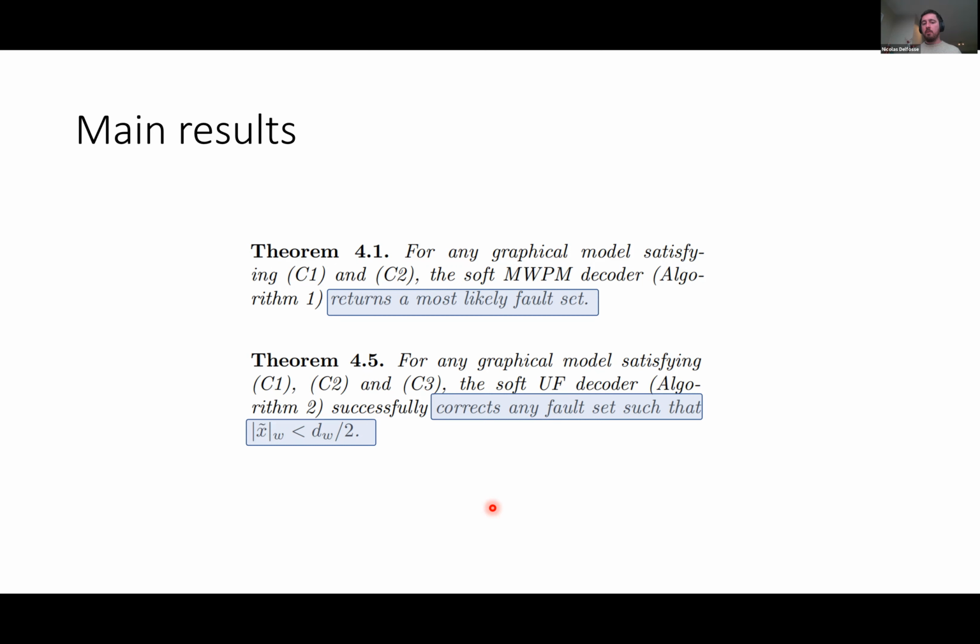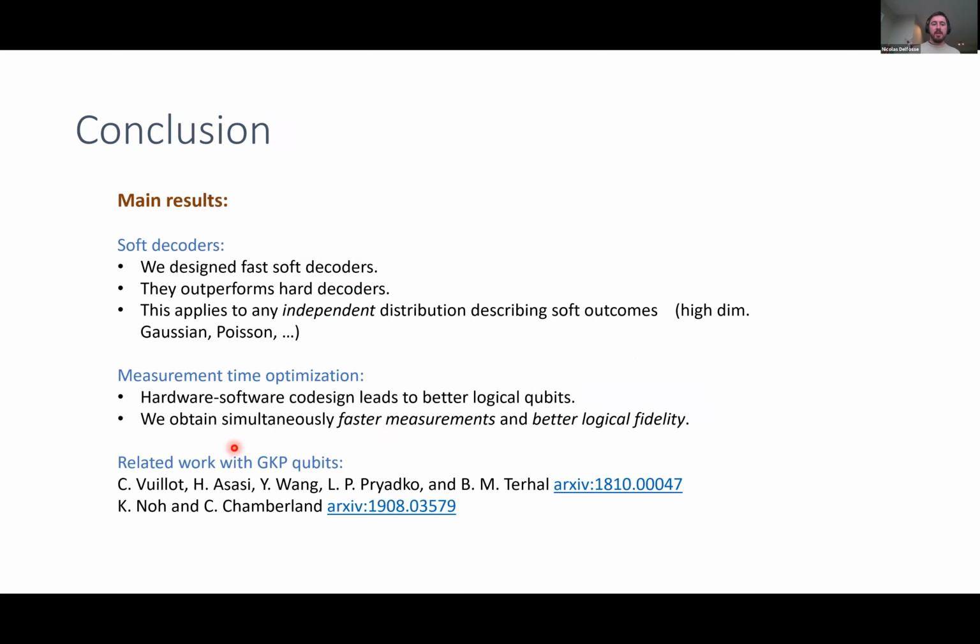However, we see that numerically it performs well. It gives a very close approximation of the minimum weight matching. And we can guarantee that it corrects any fault set if the weight of the fault set, so the sum of the weights of the edges, is smaller than some weighted minimum distance over 2, which is a generalization of the hard case. Okay. So to conclude, we can benefit from soft information, and we get a significant improvement in the performance.